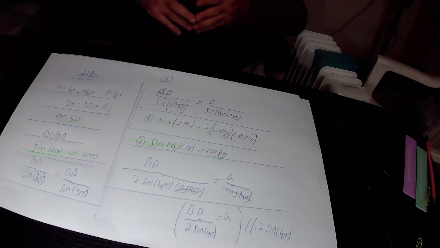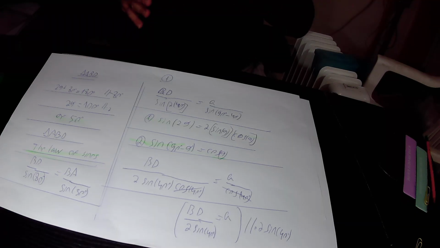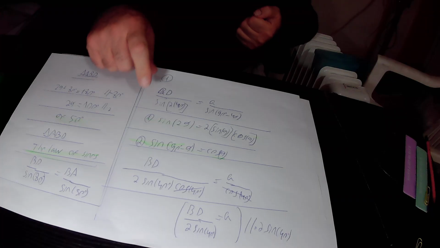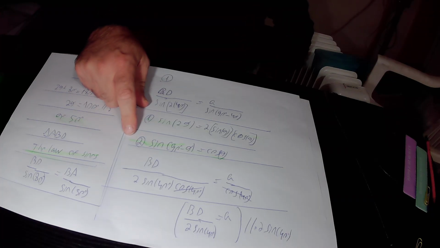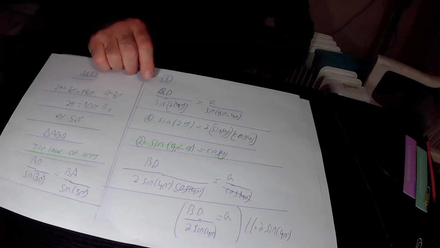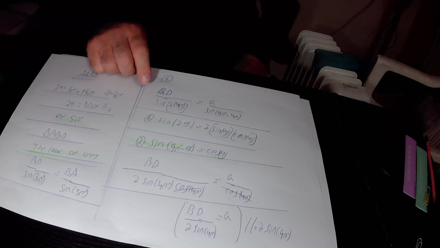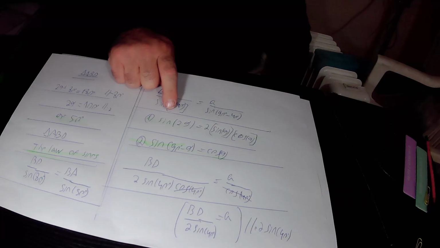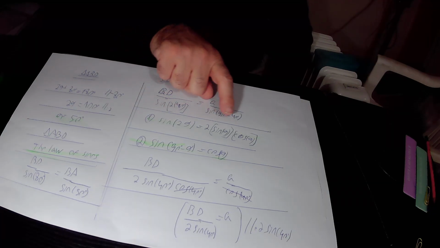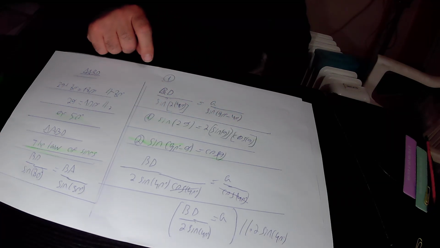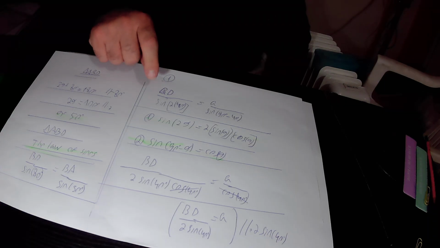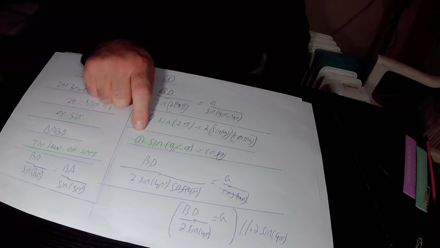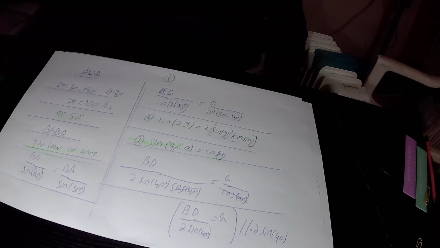In the next step, I presented to you two trigonometric identities, and we implemented these two trigonometric identities in this equation. The first trigonometric identity is as follows: sinus 2 alpha equals 2 times sinus alpha cosine alpha. The second trigonometric identity is as follows: sinus 90 degrees minus alpha equals cosine alpha.